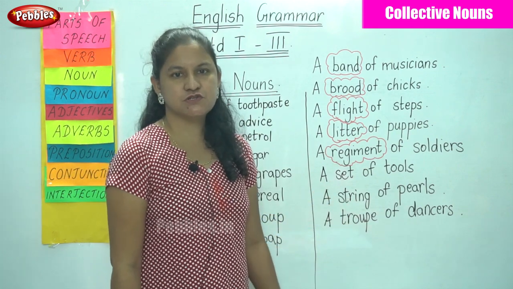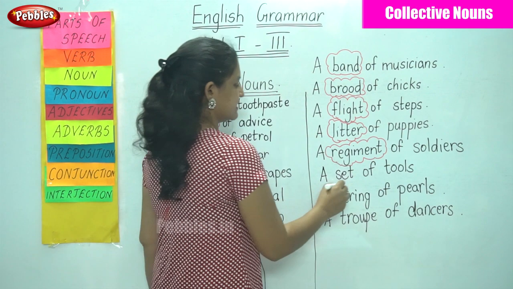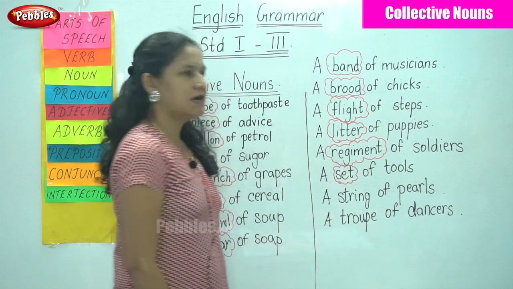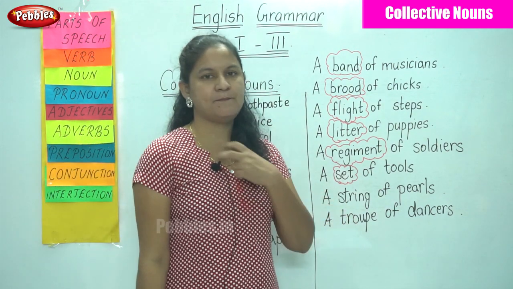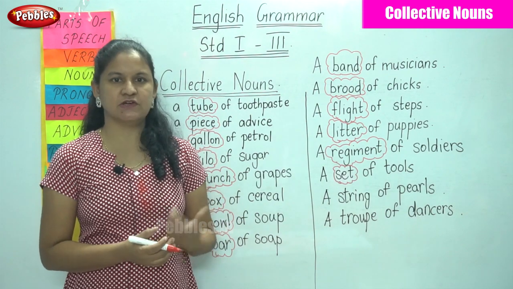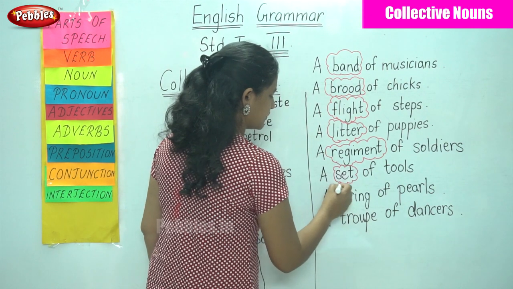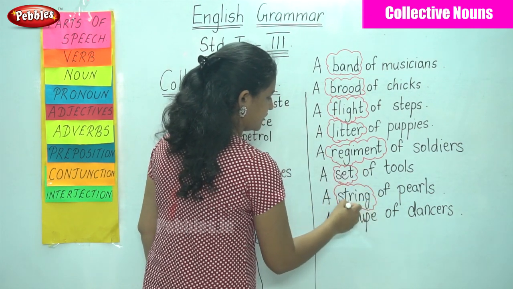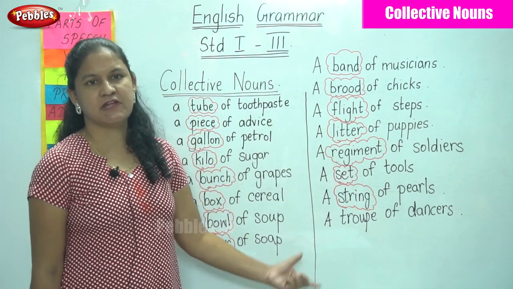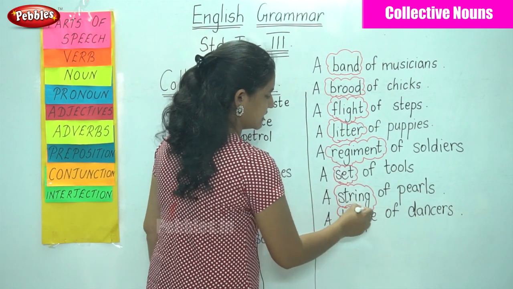A set of tools. So different sizes of tools together, the collective noun is set. A string of pearls. So we wear pearl chains or bracelets made of pearls. So it is called a string of pearls. So the collective noun is string. And a troop of dancers. So many dancers in a group are called a troop of dancers.